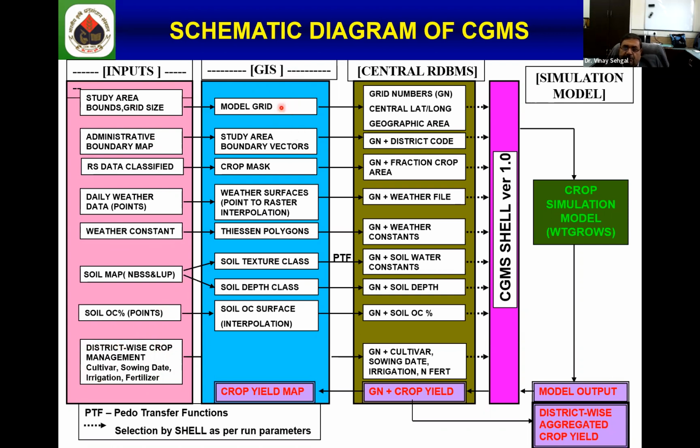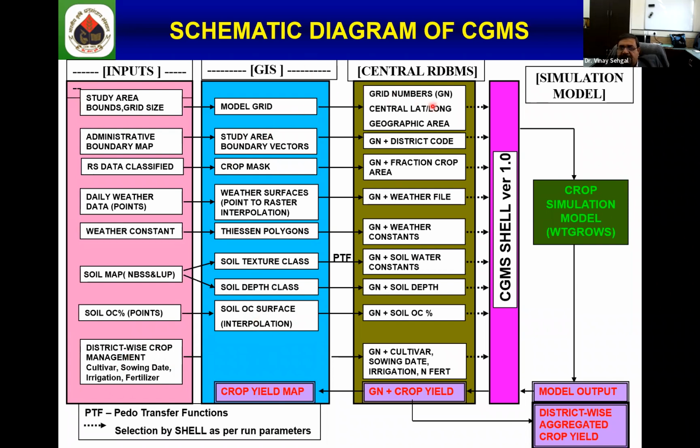In GIS, it generates an overlay grid, applies the crop mask, and finds out only those grids where your crop of interest is there. On a given day, for the weather stations reporting the data, it will interpolate them to generate the surface, so that daily weather spatial files could be generated. Soil texture map, depth class map, organic carbon by interpolation would be generated. And of course, depending on the grids lying in whichever district, they would be assigned.